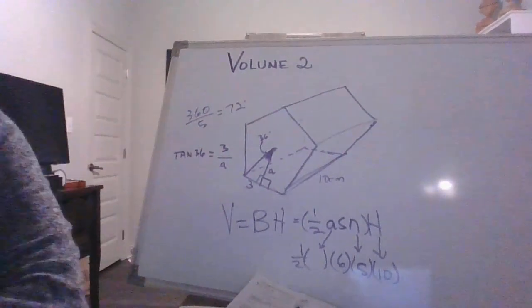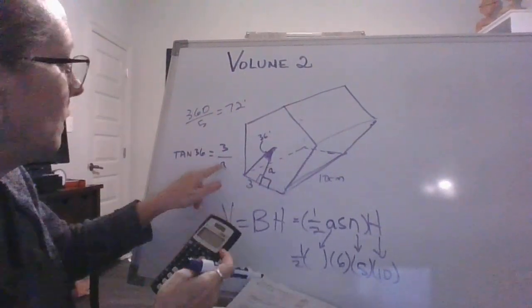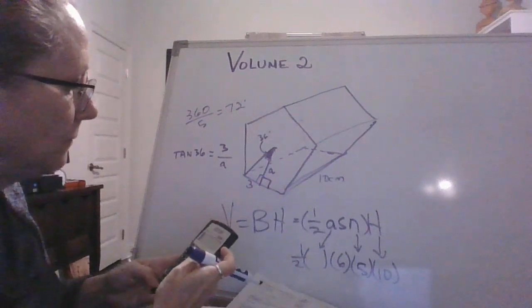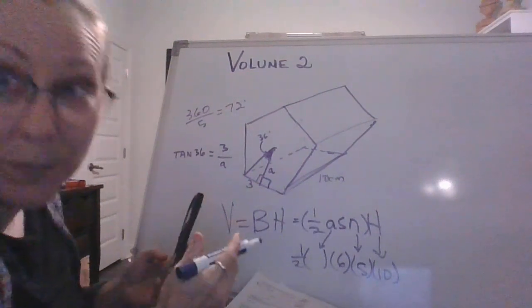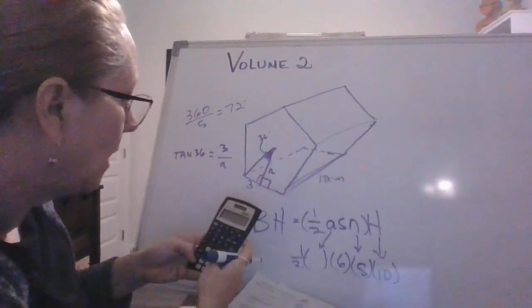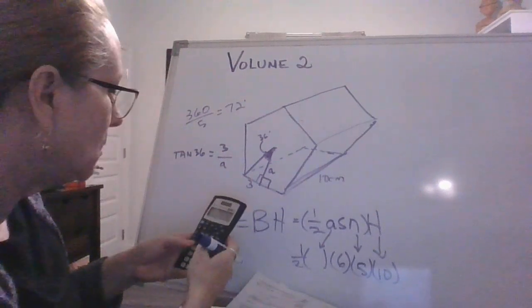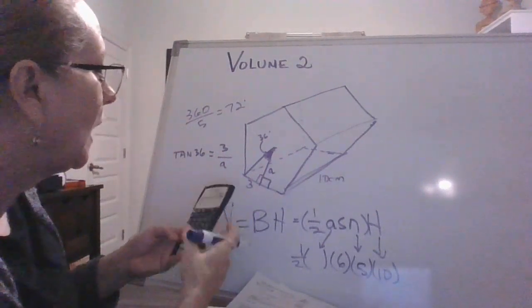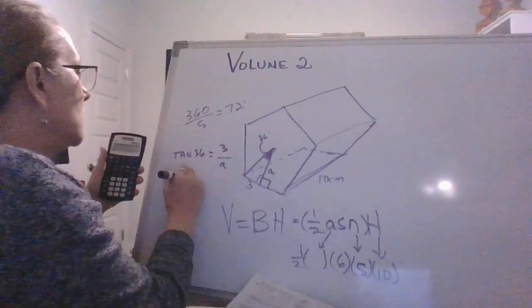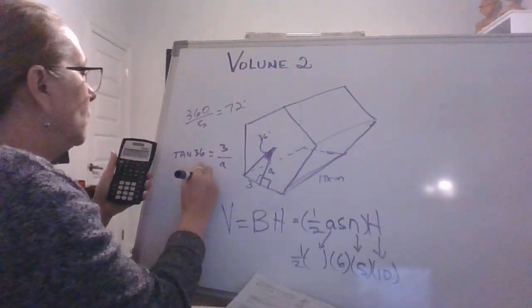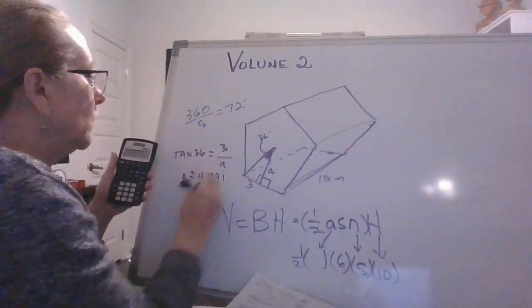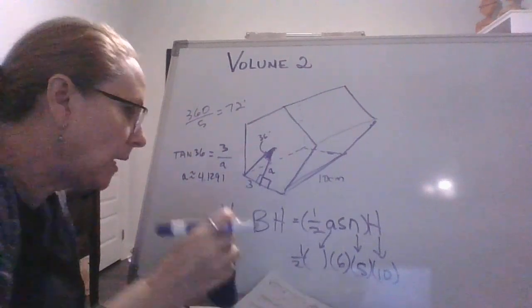So now we take our calculator, and as we do when the variable is at the bottom, we do 3 divided by tangent of 36. And 3 divided by tangent of 36 tells us that A is approximately 4.1291. You're like, why am I dragging this out?